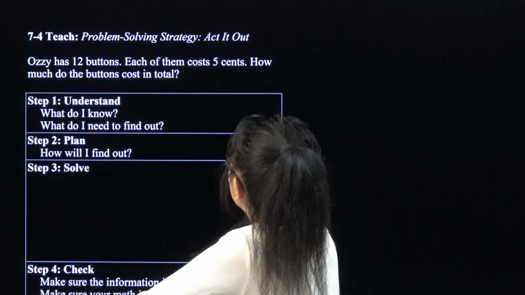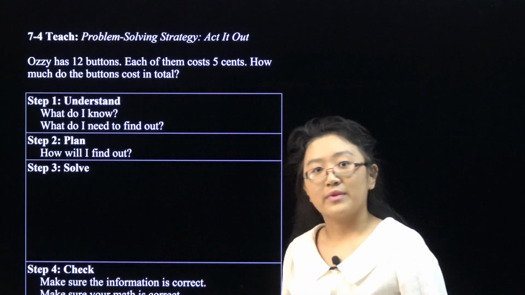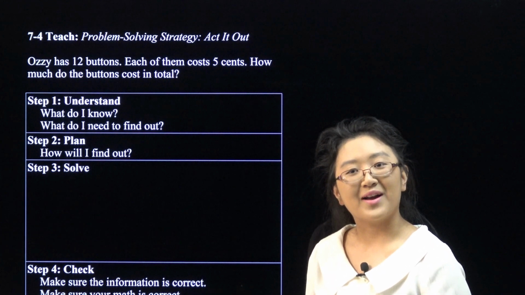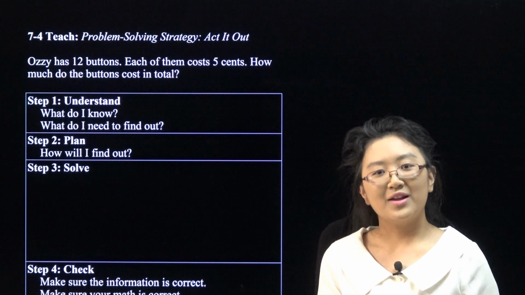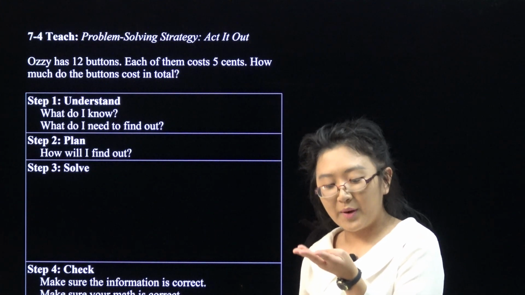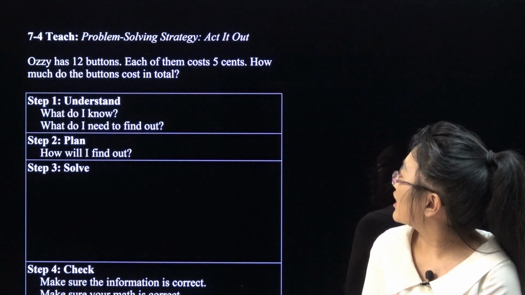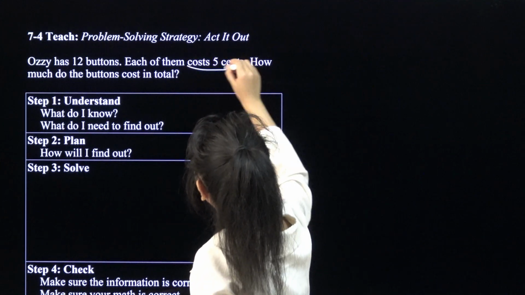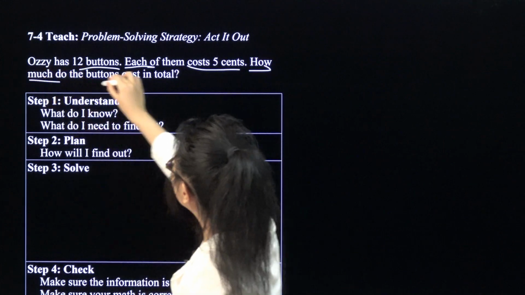Ozzy has 12 buttons. Each of them costs 5 cents. How much do the buttons cost in total? Okay, I'm just going to use my pennies. Remember that bag of pennies? Yes, they're still here. I've cleaned them up. So, let's just say that each of these is a button that costs 5 cents. What do we know? We know that each button costs 5 cents and there's 12 of them. And what do I need to find out? How much do the buttons cost in total?